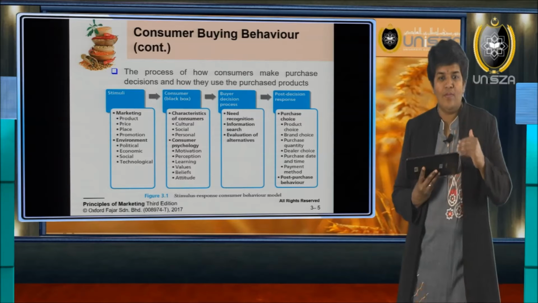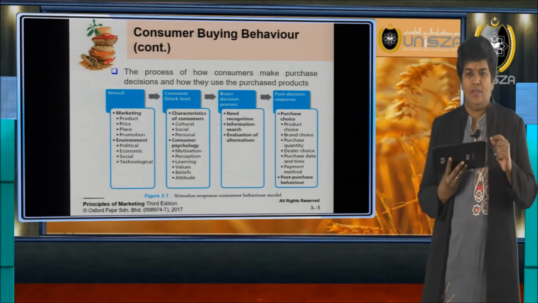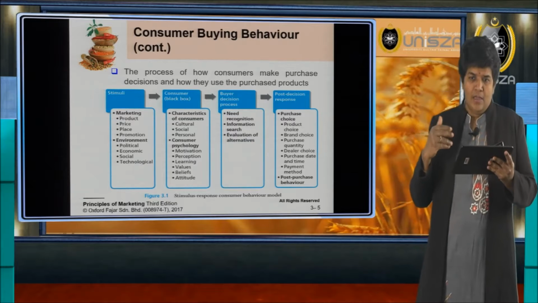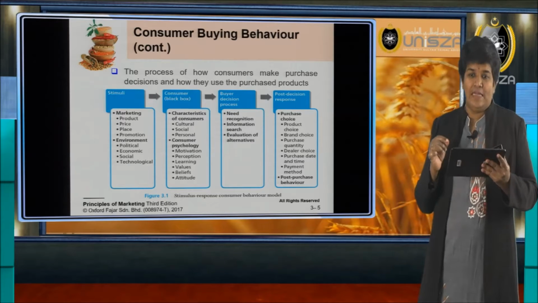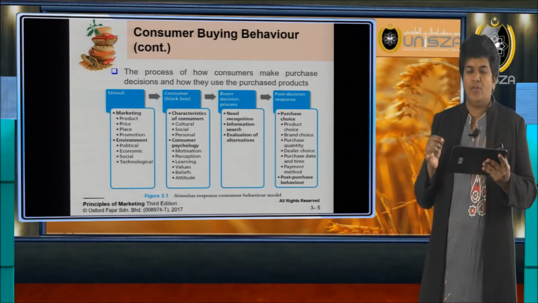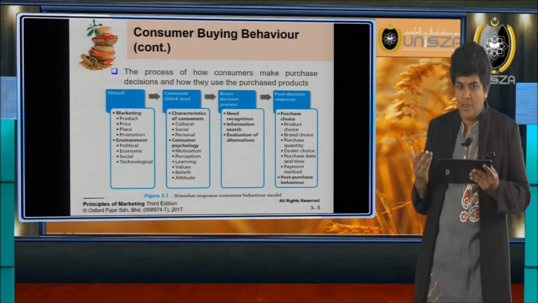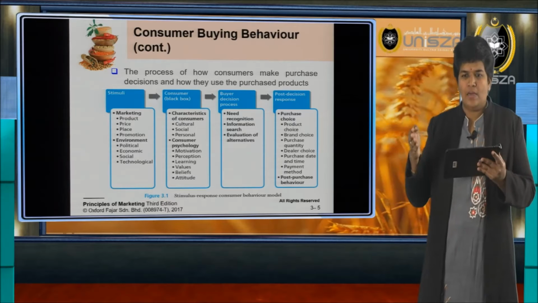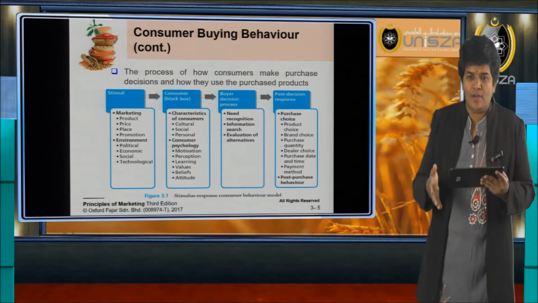Then third is the buyer decision process. When we talk about the decision process, of course there needs to be need recognition. Then they will search for information. When they search for the information, plenty of competitive products will be available in the market.